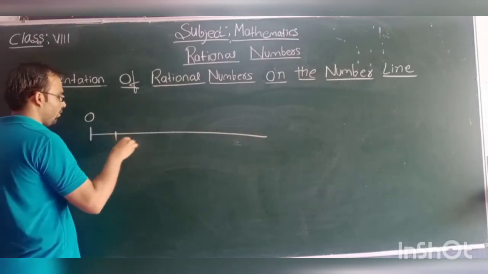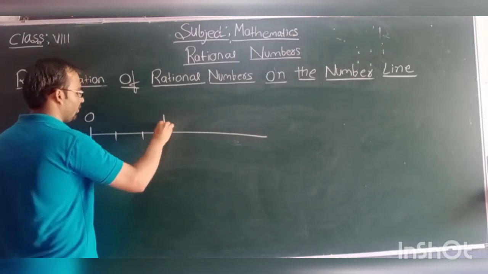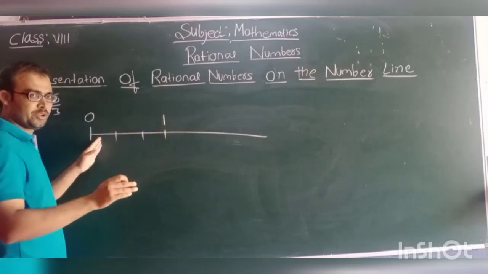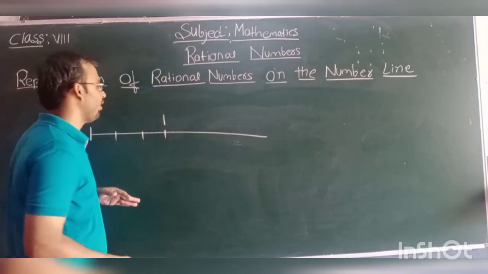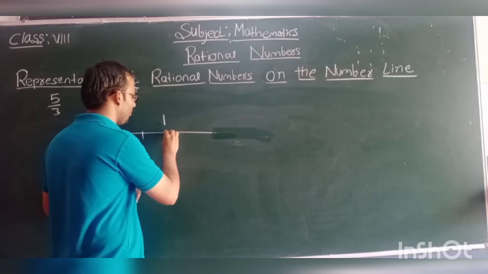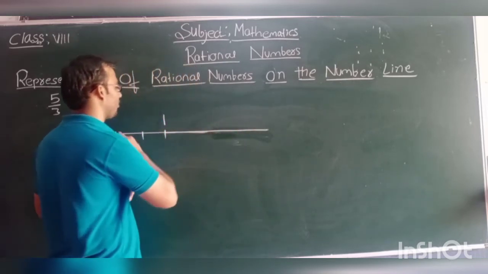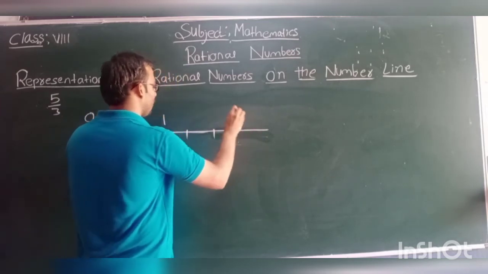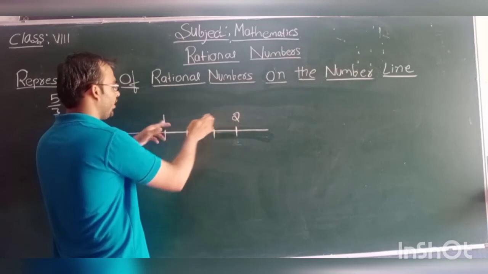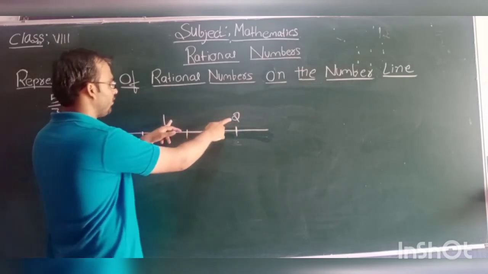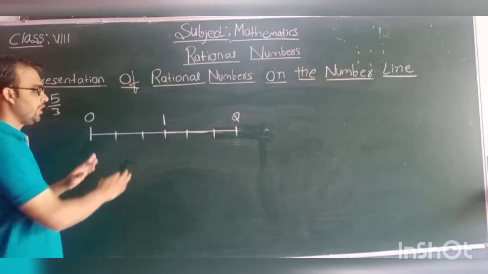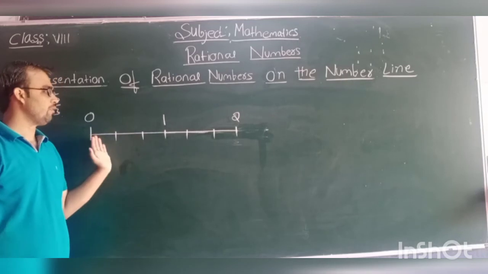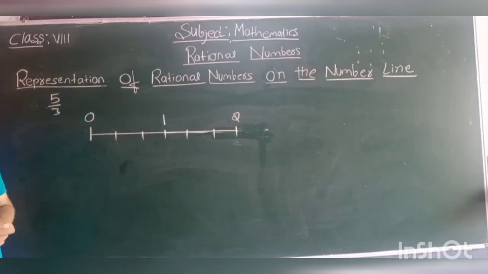So 0. This is 1 unit. We have divided it into 3 equal parts. As I told you, each unit we need to divide into 3 equal parts. From 0 to 1 is 1 unit, and from 1 to 2 is 1 unit. So here what we have done is divided each unit into 3 equal parts.